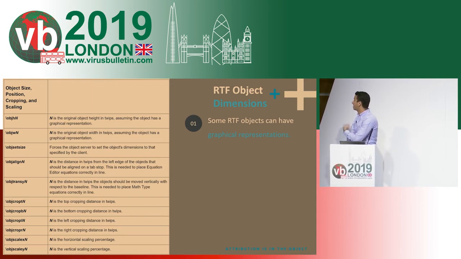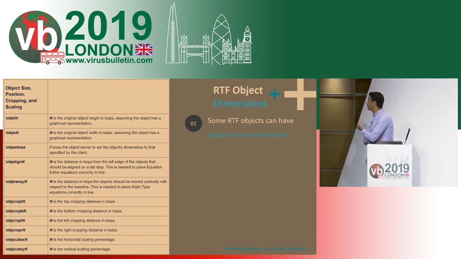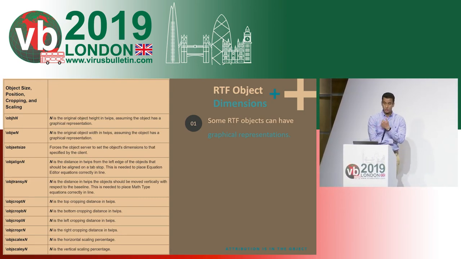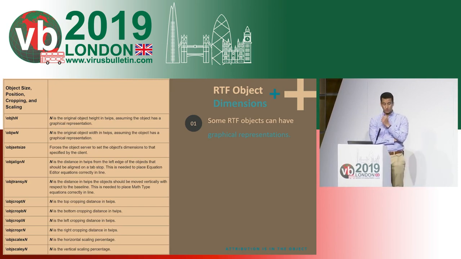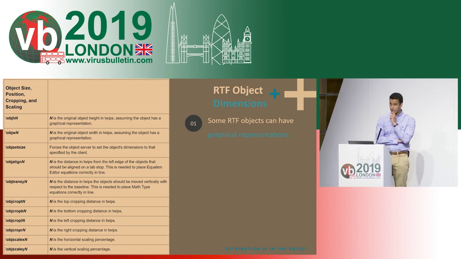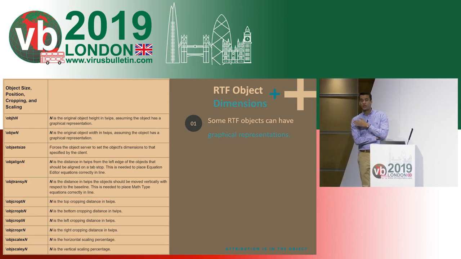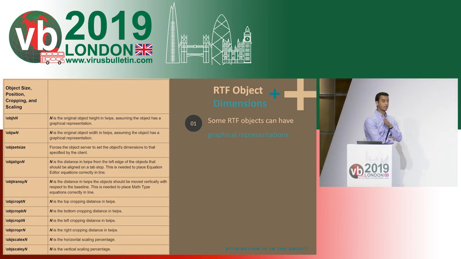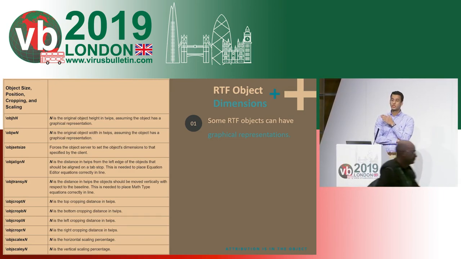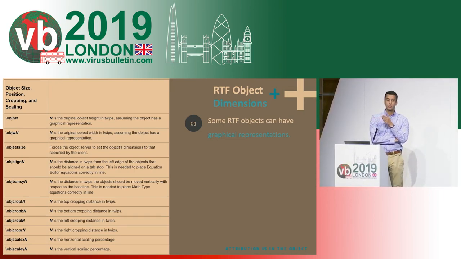in the object header. This table is from the RTF specification, and we can see you can define properties like object height, object width, object scaling, dimensions, and location. So the main idea here is when you are developing an exploit, these dimensions and these graphical representation properties are developed or generated during the exploit development process.